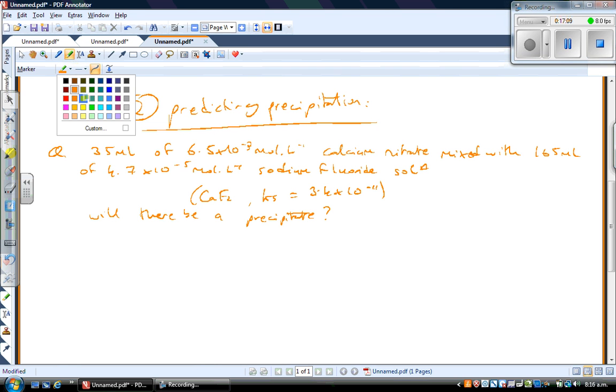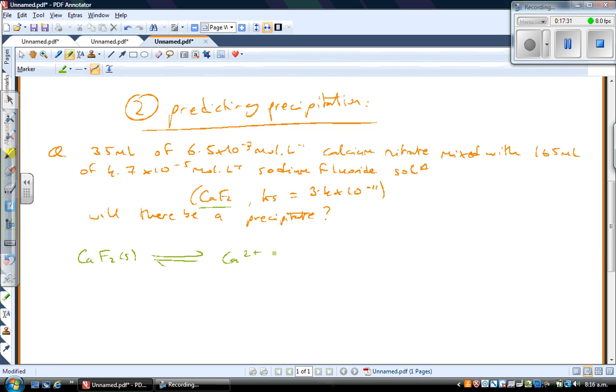Okay, so the best way to teach this concept of predicting precipitation is to just deal with this one question here. We have a situation where we're trying to form a saturated solution of calcium fluoride. So our equilibrium equation would be calcium fluoride solid dissociating in water, aqueous, plus 2 fluoride ions, which are aqueous. Now, if this is truly at equilibrium, then the Ks value is equal to 3.4 by 10 to the minus 11, given here.